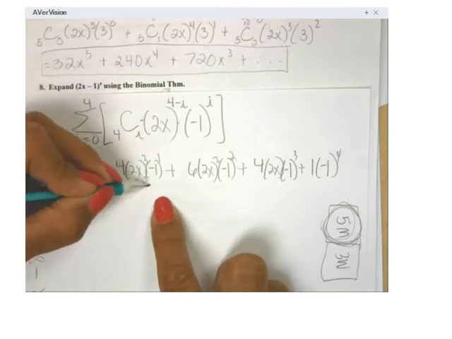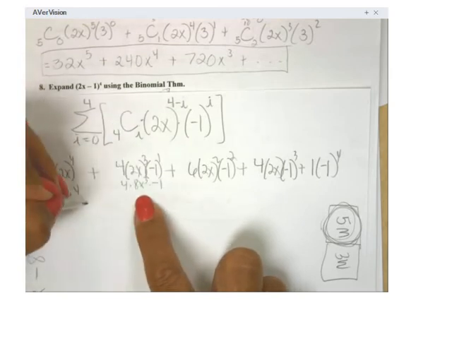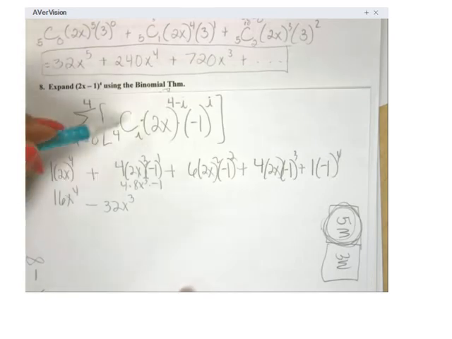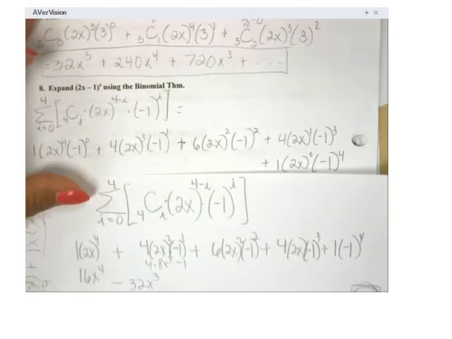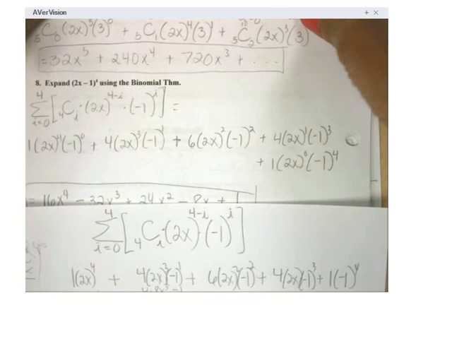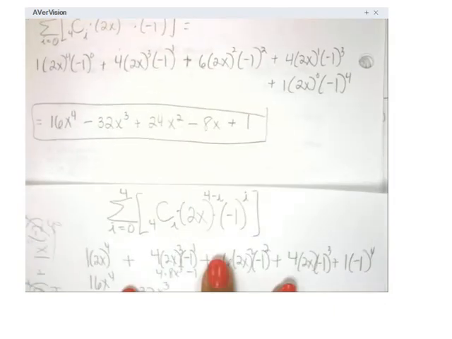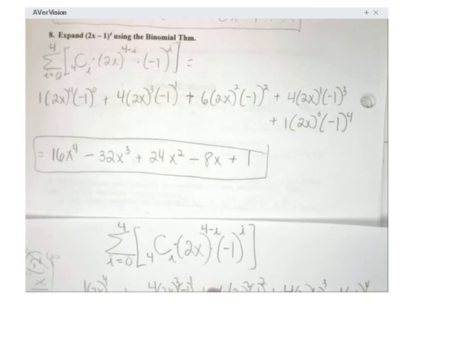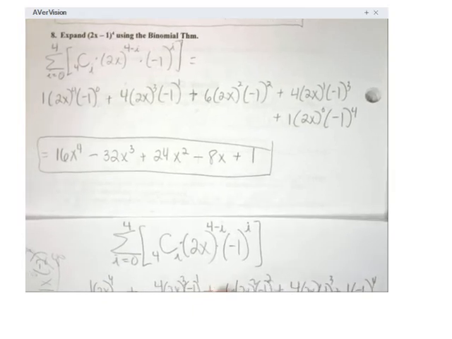Expand this whole thing out. 1 times, this is 16x to the 4th. This is 4 times 8x to the 3rd times negative 1. That will give me negative 32x to the 3rd, and so on. We'll expand this all out. And when I do that, this is what I get for my final response.